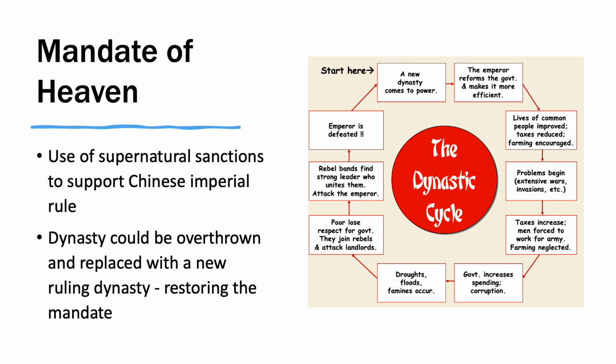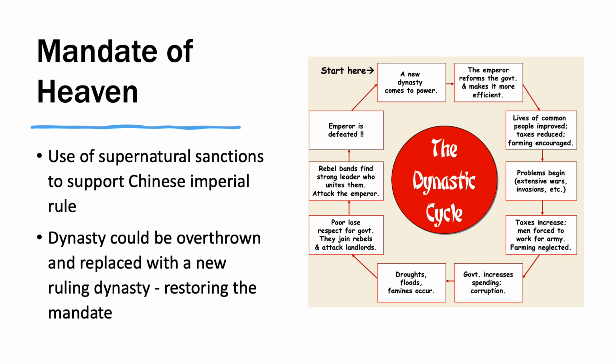And the last big term that we're going to talk about with Confucianism in China is the mandate of heaven. On this picture right here, you have the dynastic cycle, which is part of it. Essentially, each emperor, each dynasty has a mandate, an approval from the heavens that they should rule. However, there's a superstition.